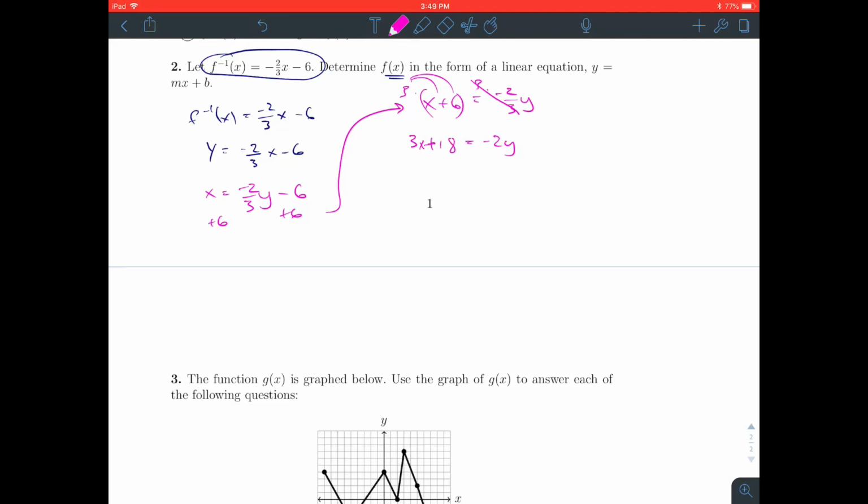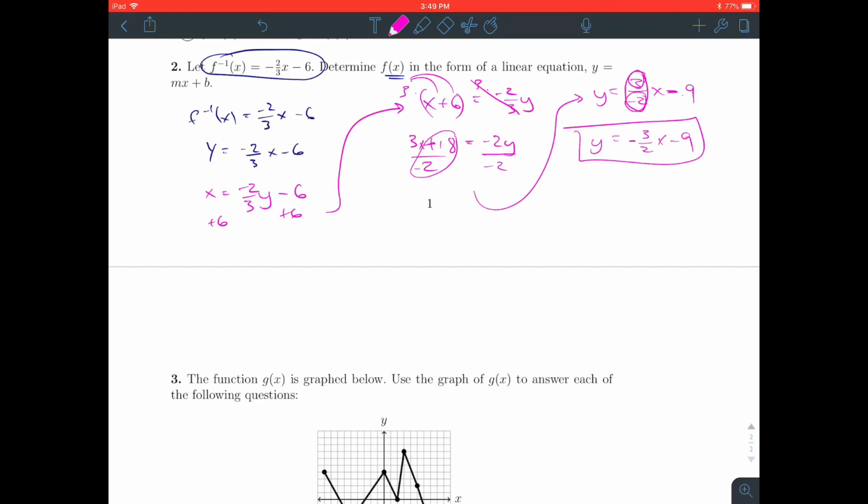Whoop, I forgot my x. 3x plus 18 equals -2y. Divide by -2 on both sides. That gives us y equals 3 over -2x minus 9. And it's minus 9 because a positive divided by a negative gives you a negative. Finally, it's unusual to see a fraction with a negative in the denominator, so a positive divided by a negative results in the entire thing being negative.